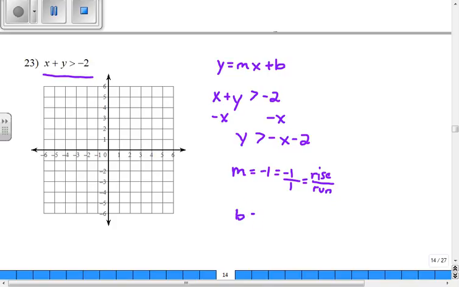B is my y-intercept. My y-intercept in this case is negative 2. We do not have a line underneath the greater than symbol. Therefore, we're going to have a dashed line.